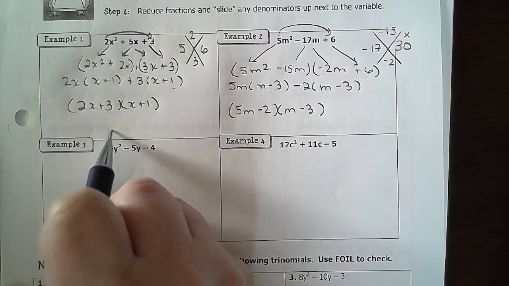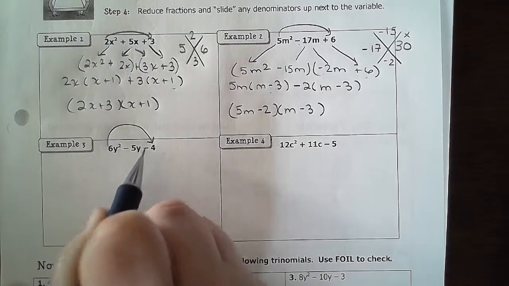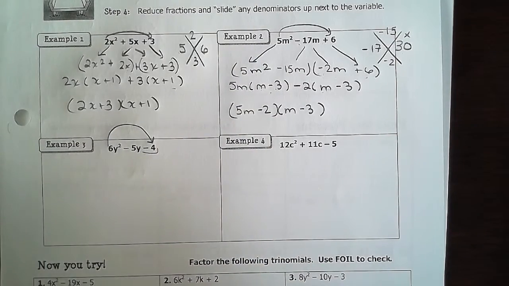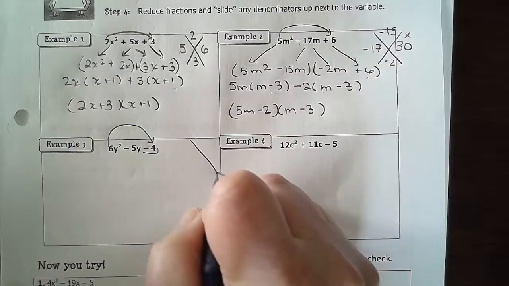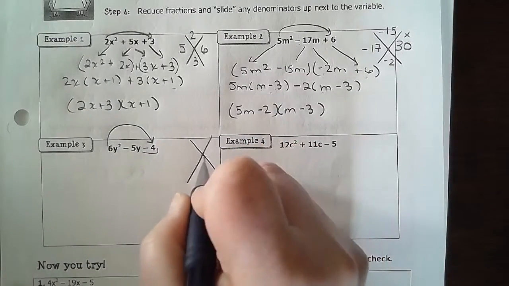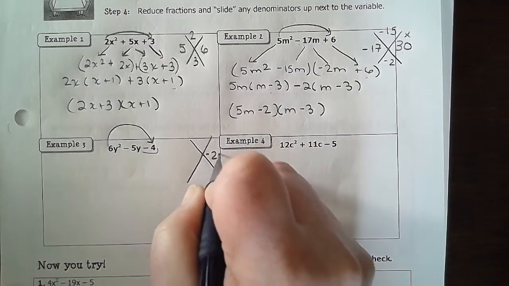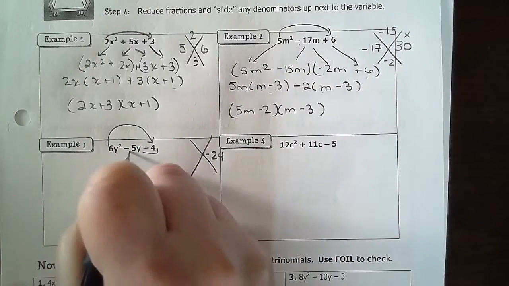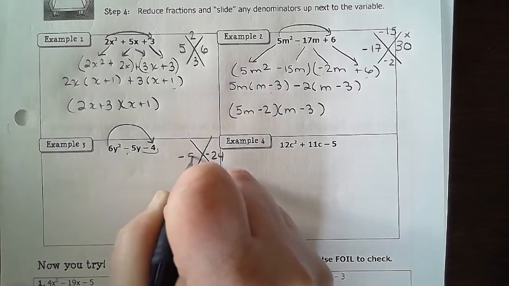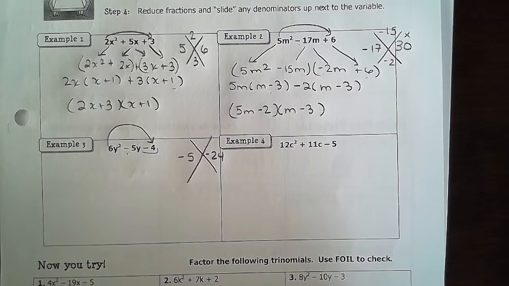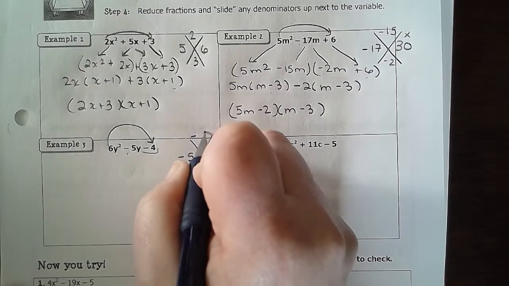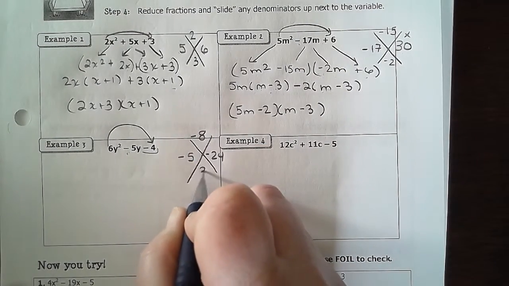Now let's try this one right here. Take this first term and multiply it by this constant, keeping in mind that that's a negative 4. So what two numbers multiply to a negative 24 and then add to that negative 5? I would say that's negative 8 and a positive 3.